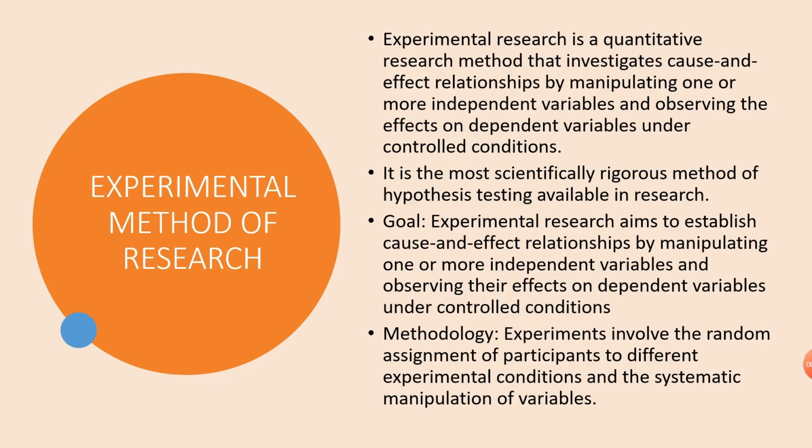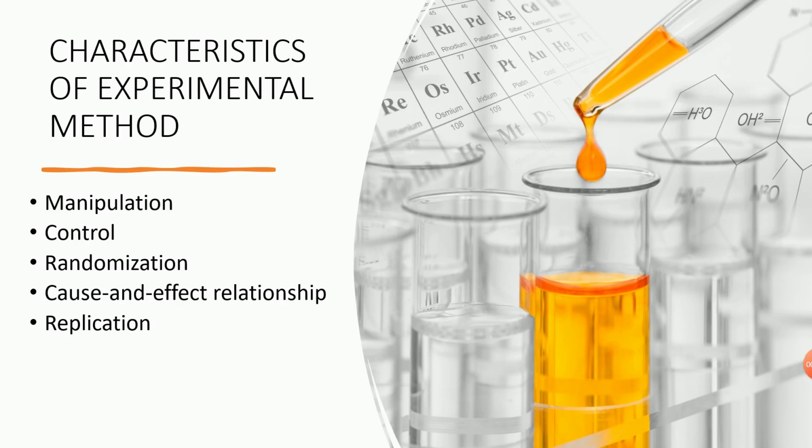What is the goal of this method? It aims to establish cause and effect relationships by manipulating the independent variables, and observing the effects on the dependent variables under controlled conditions. What is the methodology? Experiments involve the random assignment of participants to different experimental conditions and the systematic manipulation of variables. Now, what are the characteristics? Since it is experimental, you are manipulating certain variables, that is definite. Then you, as the researcher or observer, are in control of the particular environment or the flow of the experiment.